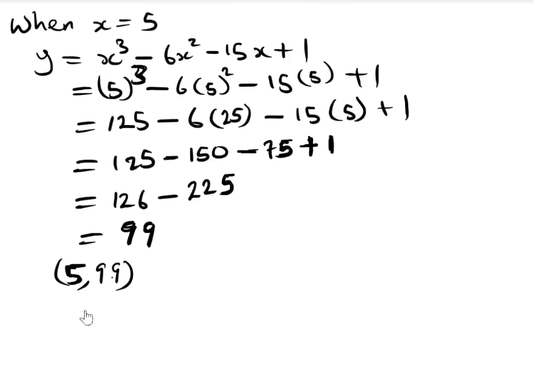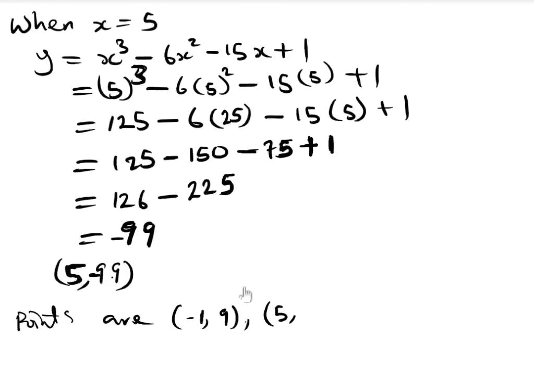We are asked to find the points on the curve. And the points are (minus 1, 9) and (5, minus 99).